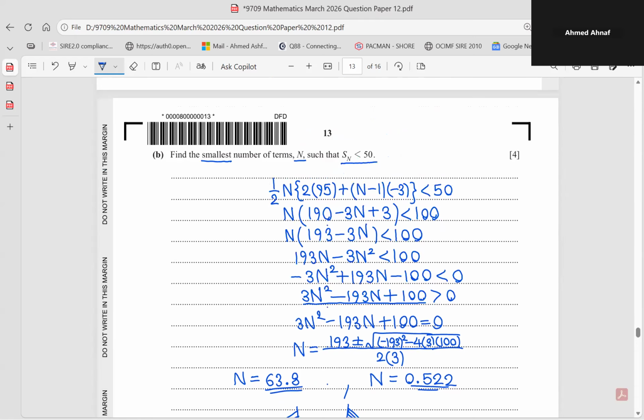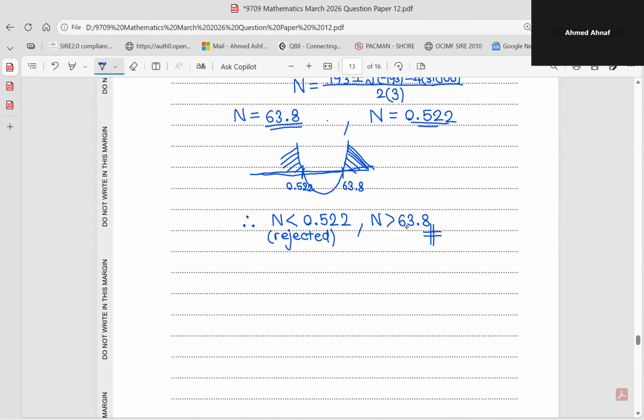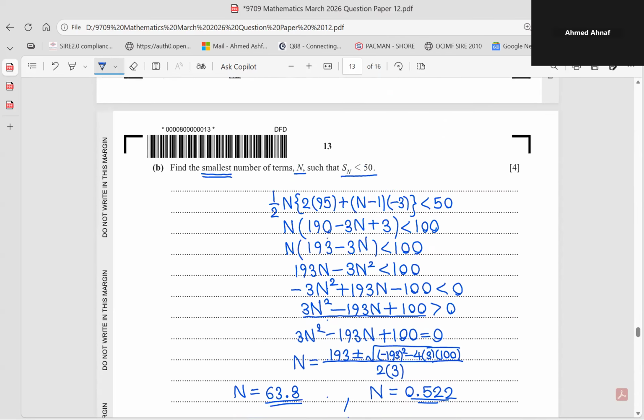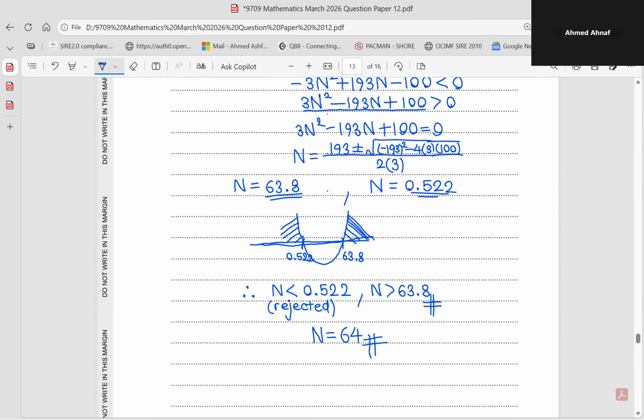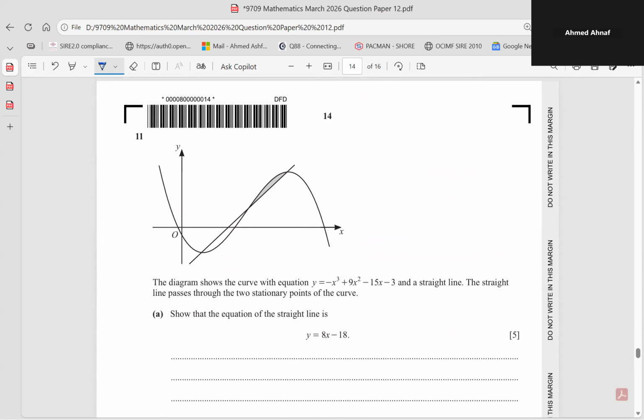Using this inequality, we can find the smallest number of terms. The smallest number is basically the nearest whole number more than 63.8, which is n equals 64. And n must be a whole number at all times. So this would be the final answer for this part as well as the entire question. Let's move on to the final question.